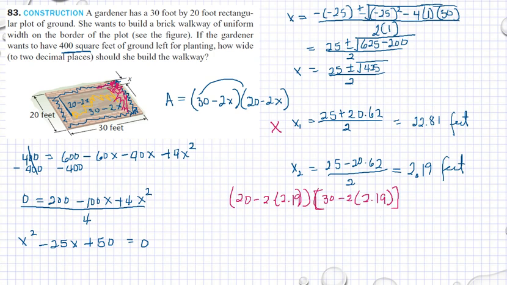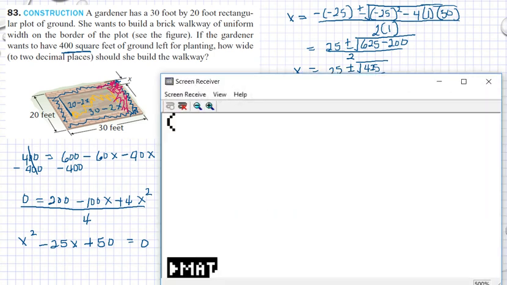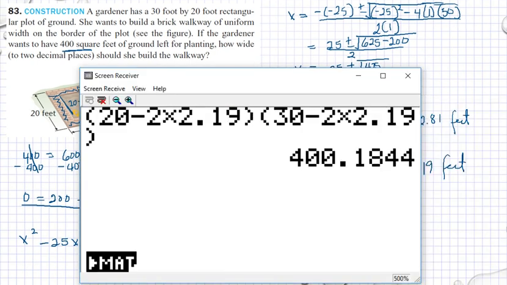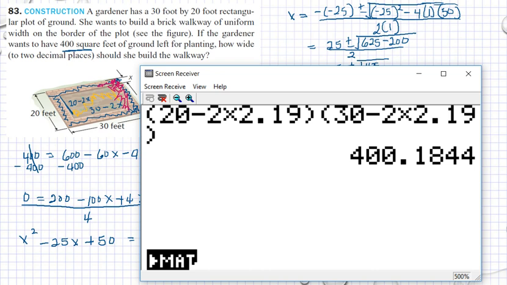Okay, here is my calculator now. We have 20 minus 2 times 2.19, multiplied by 30 minus 2 times 2.19. Then we have 400.1844. Because we rounded off to 2 decimal places, it's almost 400.